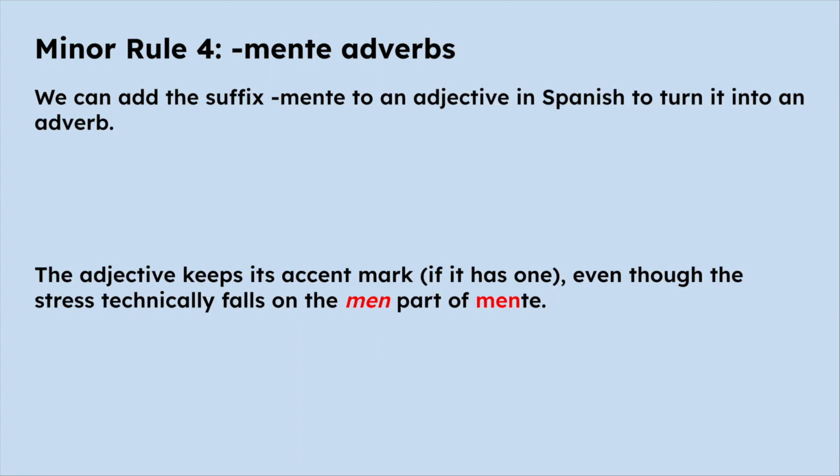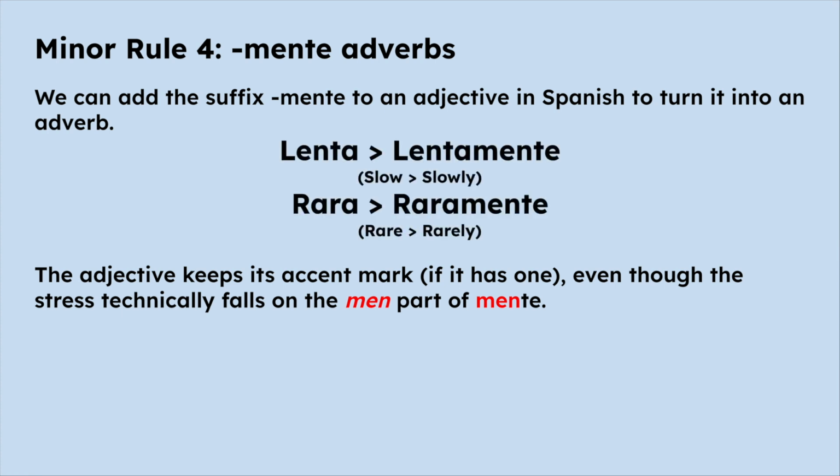Now minor rule number 4, this is the last one. We can add the suffix mente to an adjective in Spanish to turn it into an adverb. So let's see it in action. Lenta meaning slow, lentamente means slowly. Rara, rare, raramente, rarely. But the adjective keeps its accent mark if it has one, even though the stress in the resulting adverb technically falls in the men part of the mente.